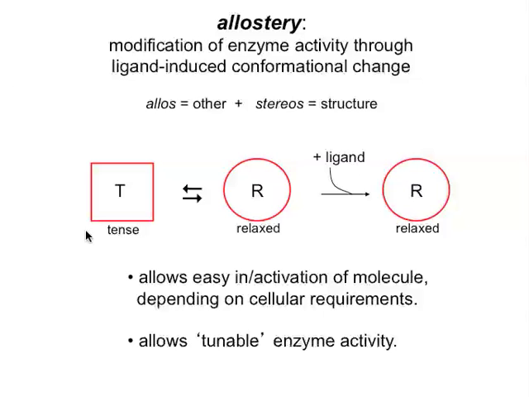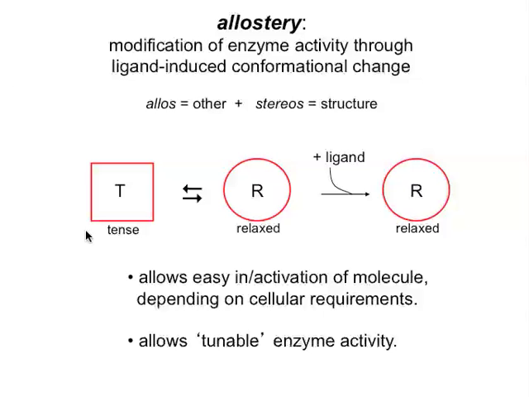So if we haven't defined this term before, right, there's the protein and there's the ligand. Sometimes I'll say ligand, sometimes I'll say substrate. Ligand, a more generic term for anything that's being bound. Right, so the protein provides a binding site for a ligand that interacts with that binding site. Generally speaking, we'll say modification of enzyme activity through ligand-induced conformational change is our definition of allostery.